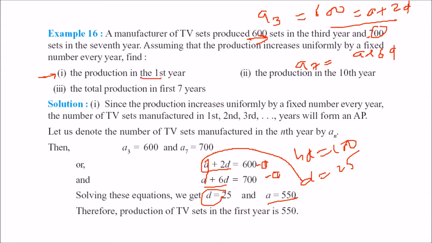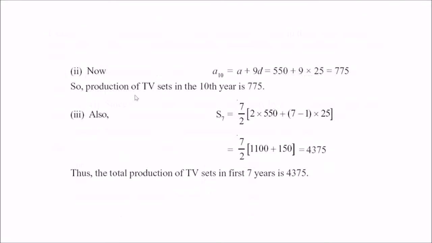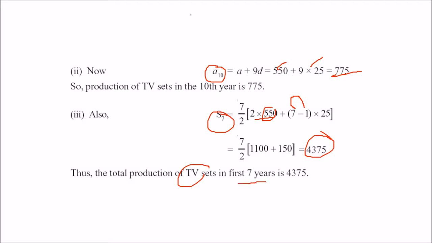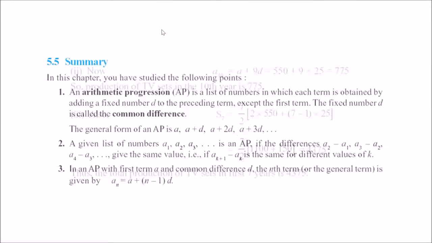Now the production in the first year, the production in the 10th year, and the total production in the first 7 years. So a10 will be a plus (n minus 1) into d, that is (10 minus 1) into d. You know a and d, so 775. S7, that is 7 by 2, because first 7 terms, 7 by 2 into (2a plus (7 minus 1) into d), that is 4375. So the total production of TV sets in the first 7 years is 4375.